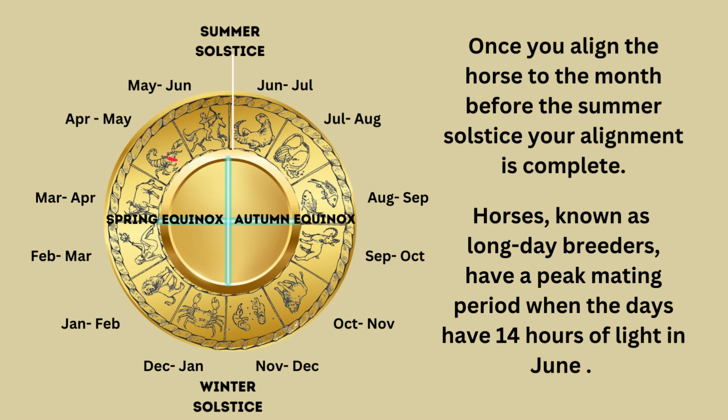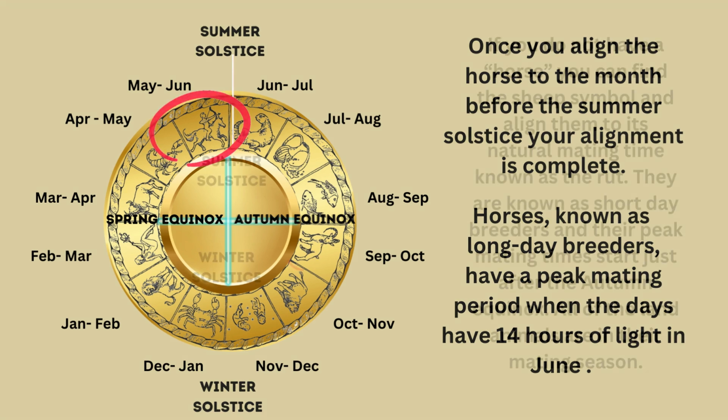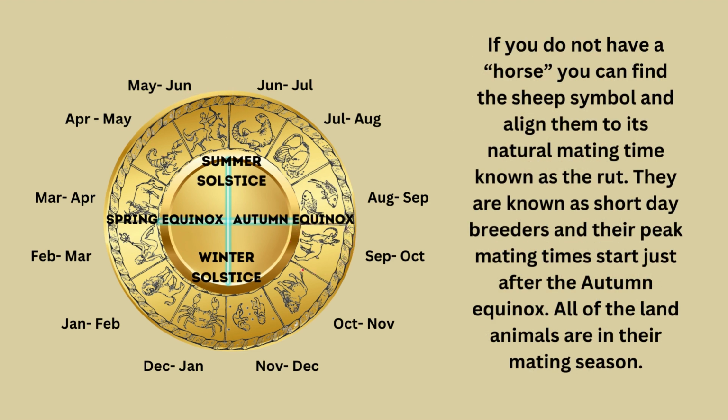Horses, known as long-day breeders, have a peak mating period when the days have 14 hours of light in June. If you do not have a horse, you can find the sheep and align them to its natural mating time, known as the rut. They are known as short-day breeders, and their peak mating times start just after the autumn equinox. All of the land animals are in their mating season.